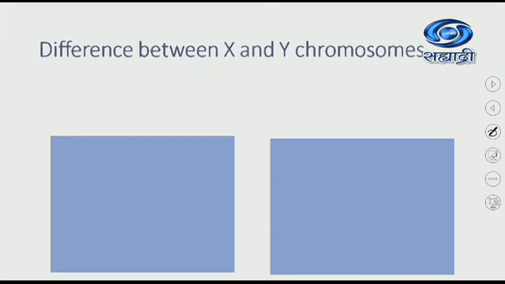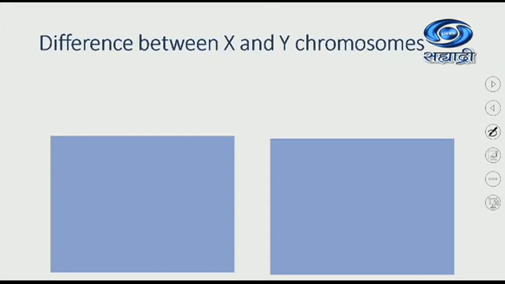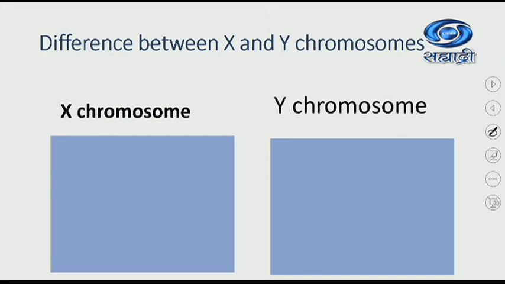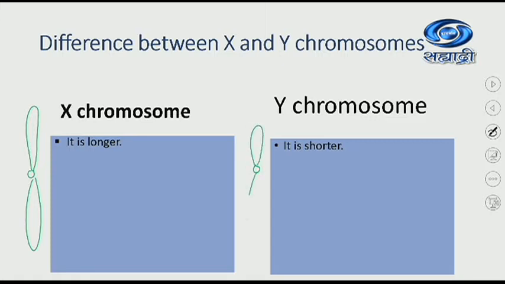Now further we'll go and study the difference between X and Y chromosome. We know that females have XX sex chromosomes, males have XY. So what is the difference between X and Y chromosome? X chromosome is comparatively longer. Suppose this is a centromere and it is comparatively longer. Y chromosome, I will draw it here, is comparatively shorter. First difference. Second, X chromosome is metacentric. See, V-shaped. Both the arms are equal and the centromere is at the center, whereas Y chromosome is acrocentric. Can be asked in MCQ.